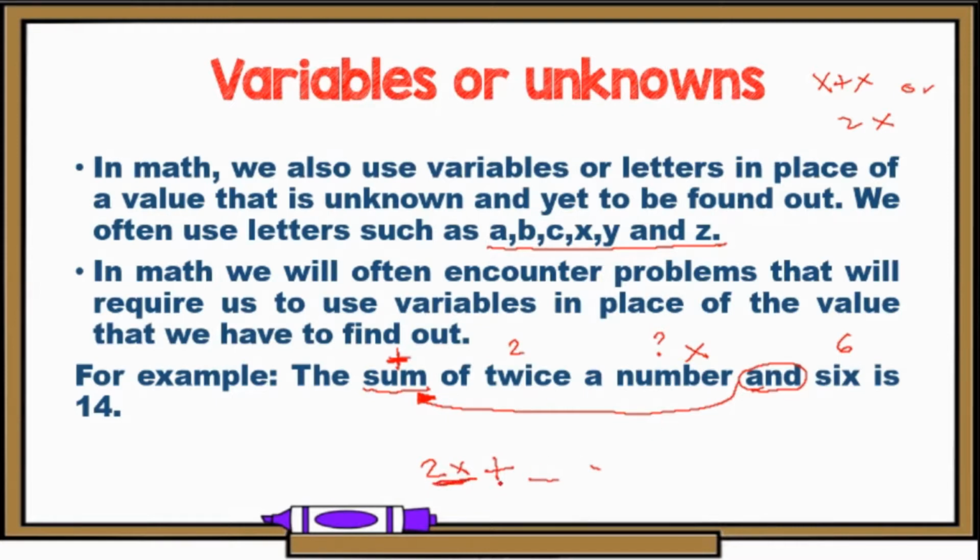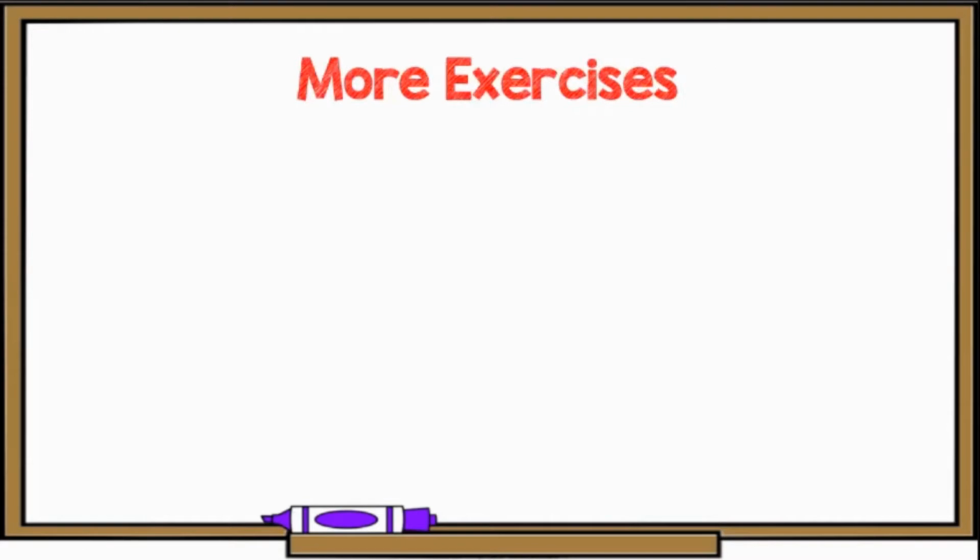Okay? Plus, twice a number and 6, plus 6. Ayan. Tapos meron tayong isa dito, si is. So, si is ay verb. Ang verb natin ay equal to 14. So, we have 2x plus 6 is equal to 14. Or the sum of twice a number, unknown number, and 6 is equal to 14. Okay? Alright. Now, let's have more exercises.